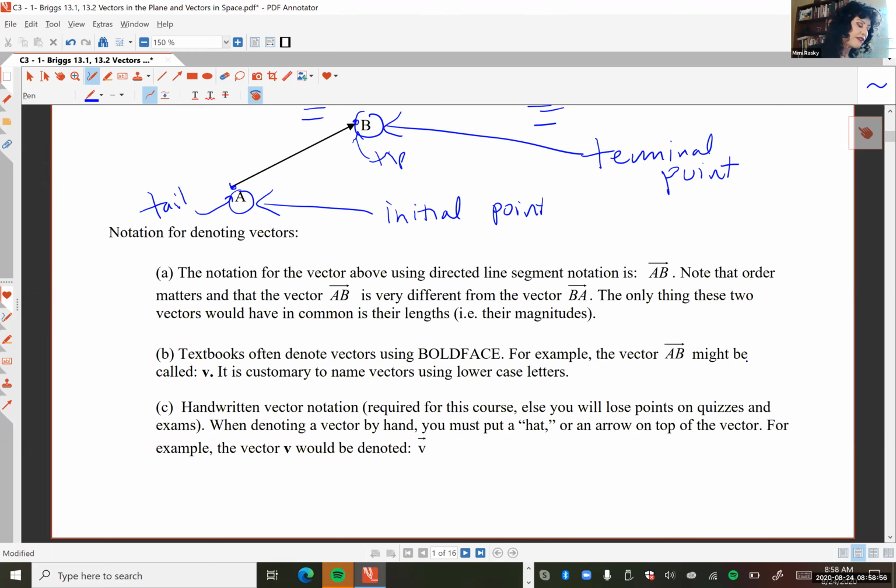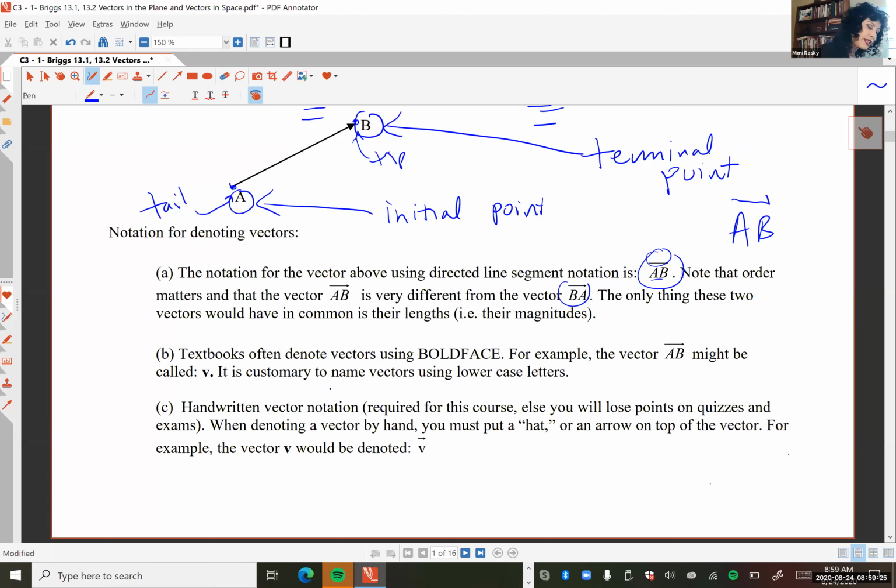When you're denoting a vector by its initial and terminal points, you'll usually use capital letters naming the points, A, B, and you'll see a little picture of an arrow over the top. If I were to do this by hand, I'd probably do it like that. Order matters. The vector AB is very different from the vector BA. The vector BA would be the same length, but it would be pointing in the opposite direction.